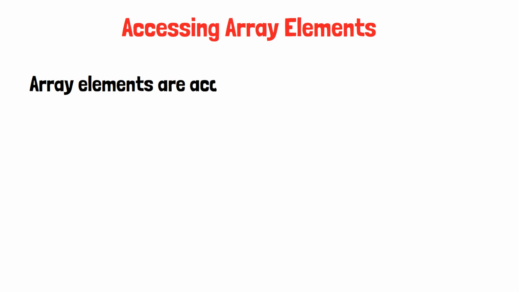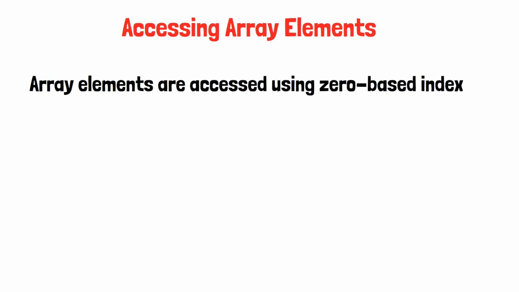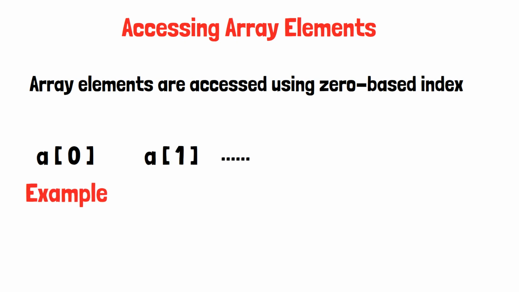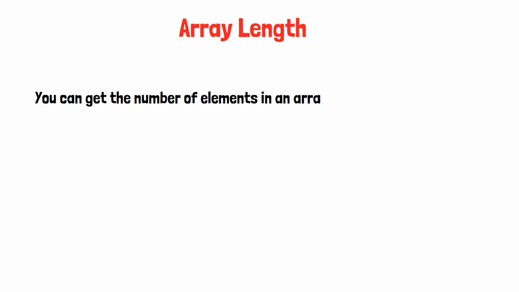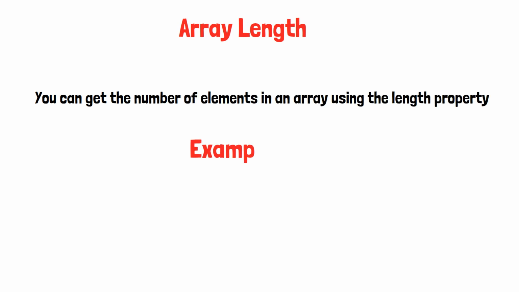Accessing array elements. Array elements are accessed using a zero-based index. The first element has an index of 0, the second element has an index of 1, and so on. Array length. You can get the number of elements in an array using the length property.